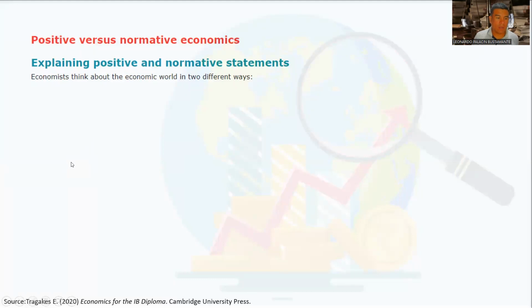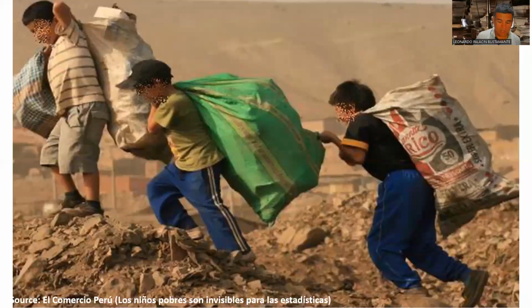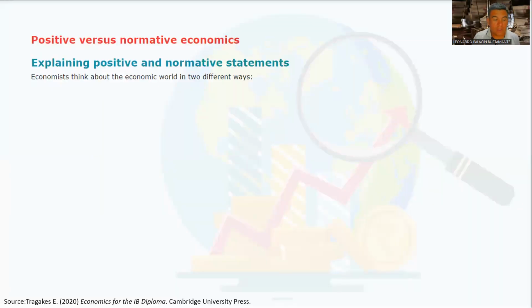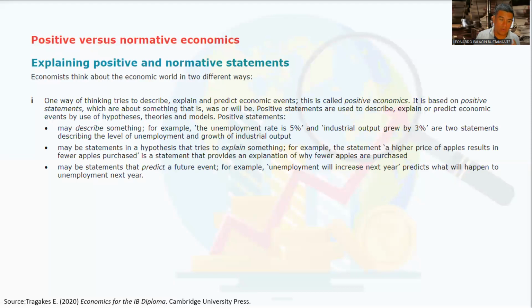Today, I will talk about positive versus normative economics. So let me explain what positive and normative statements are. Economists think about the economic world in two different ways. They see it in two different ways.